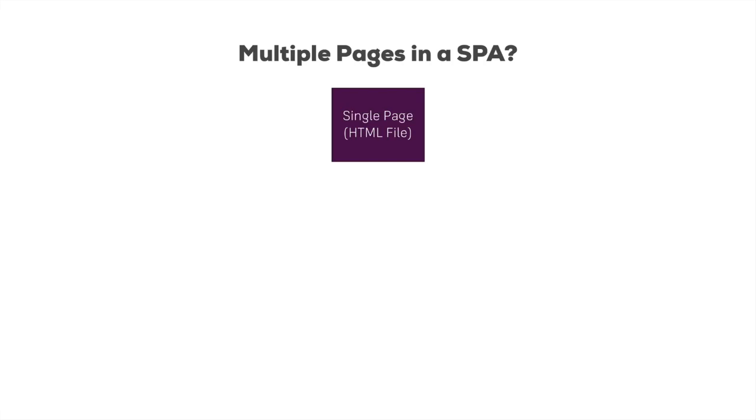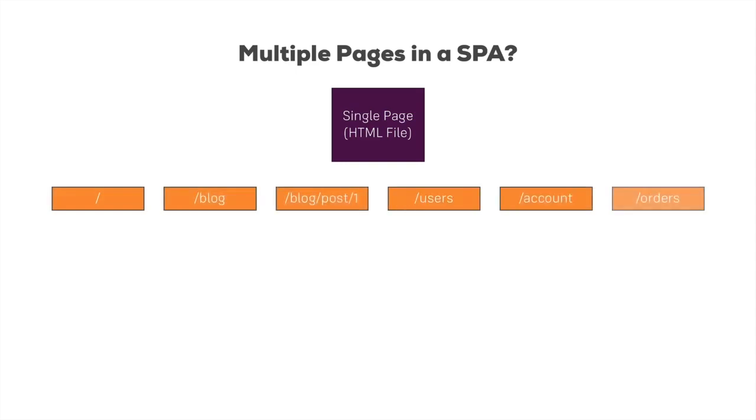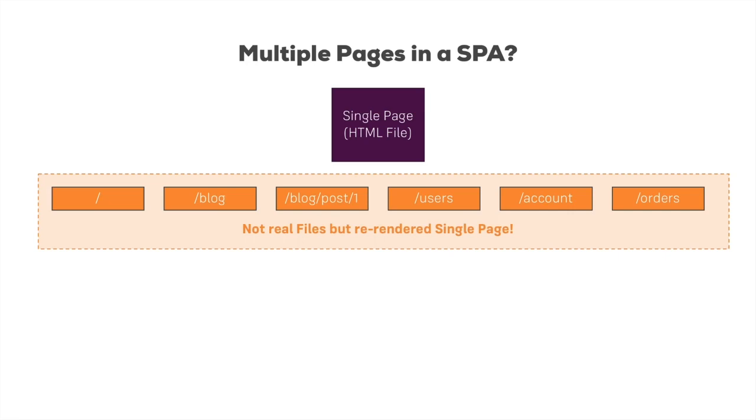The trick just is that we don't actually have multiple HTML files, but that we instead use JavaScript to render different pages for different paths. So we don't really have different files, but simply we re-render parts of that single page, or maybe the entire single page, depending on which path the user navigated to in our application. This is what routing is about: parsing this path, so the part after our domain, and showing the appropriate JSX or component code in our app.